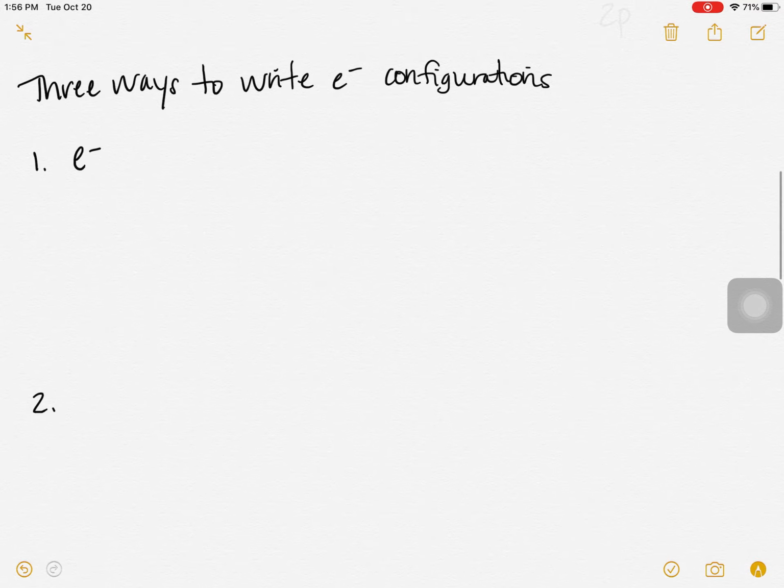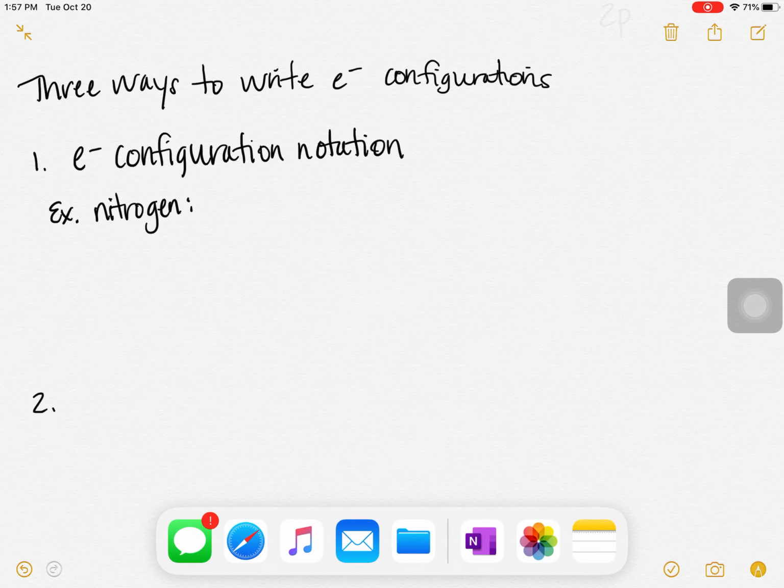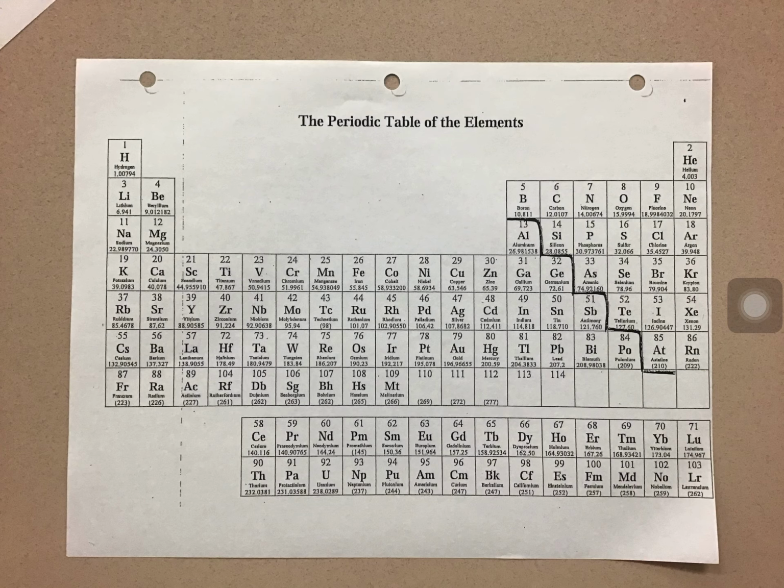So the first way is just called electron configuration notation. We'll do a couple examples. I'm going to do, let's say, nitrogen first.